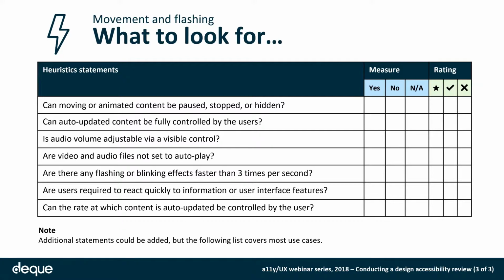And the animations might distract us. So they should always have a functionality or an option to pause, stop, or hide. If you do not have a functionality to pause and stop it, there should be a way to hide it. So one way or the other, a way for a user to pause the moving or animated content should be provided. And then the next one would be about the auto-updated content.